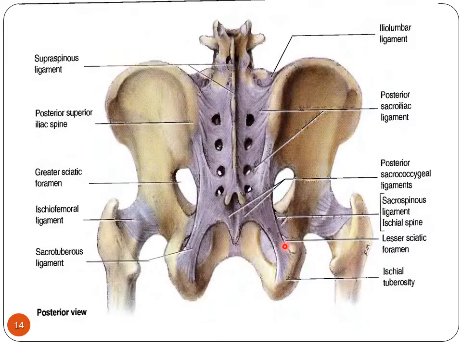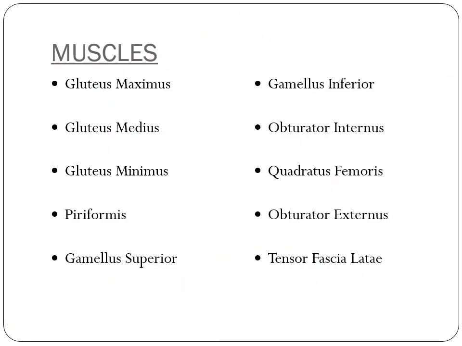The small foramen between them below is named the lesser sciatic foramen. So these two ligaments, sacrotuberous ligament and sacrospinous ligament, convert it into this greater and lesser foramen.